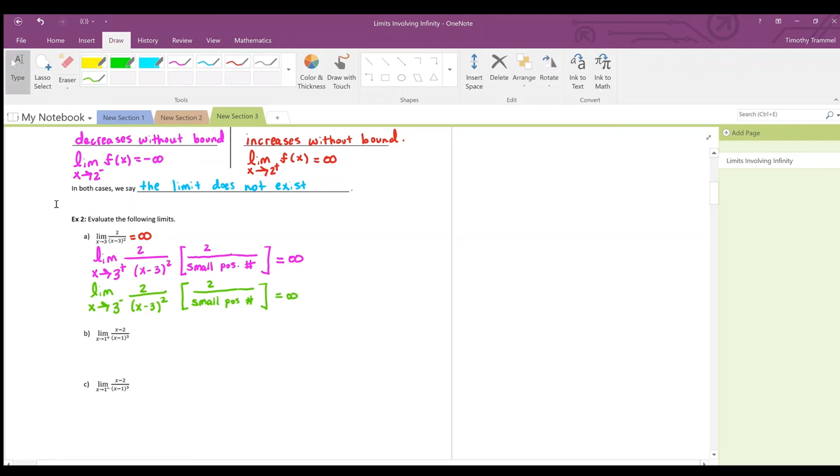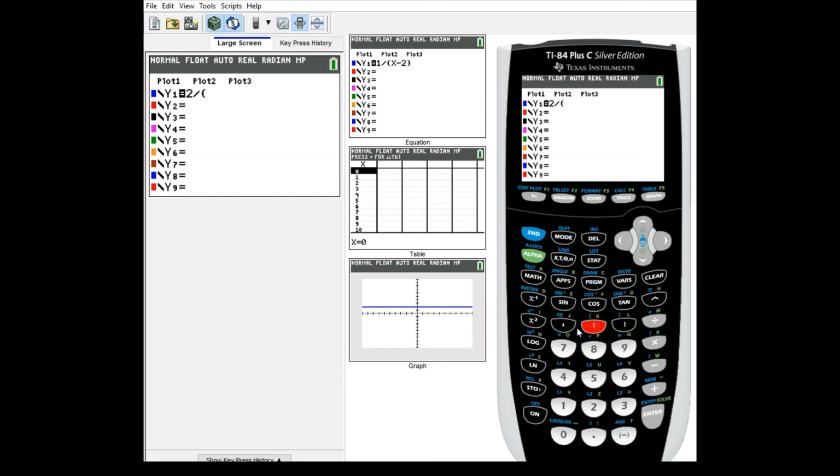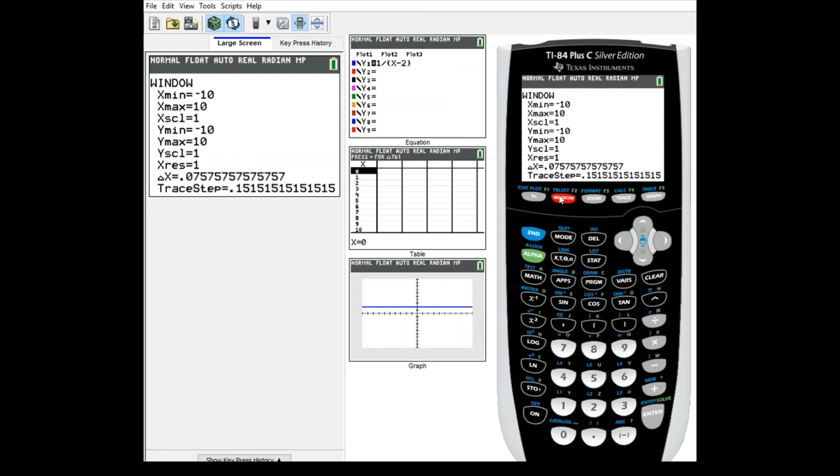Okay? And we could verify this on our calculator real quick too. Now that we're in our calculator, let's go in our y equals. We'll get rid of that function we had in there before, and we'll replace it with this new one, 2 over x minus 3 squared. And what I'm going to do is go into my window and adjust that a little bit. What do we have here? Minus 10 to 10, and the point we're interested in is x equals 3. So how about we do maybe, well, actually it popped up nicely down there.